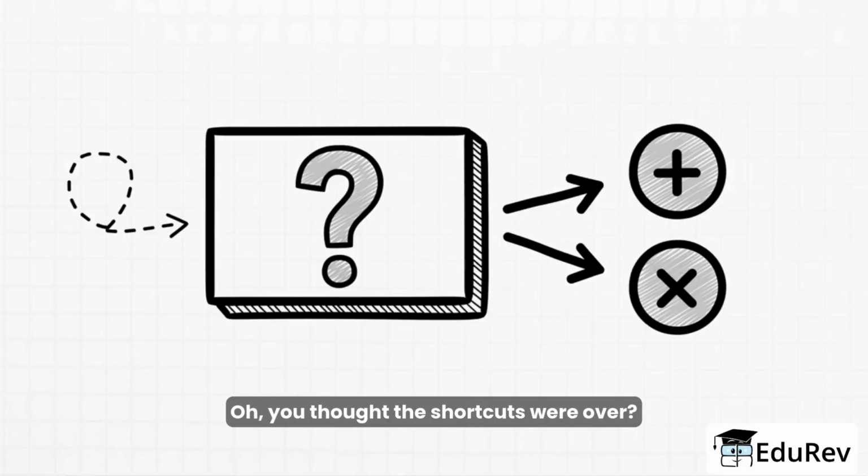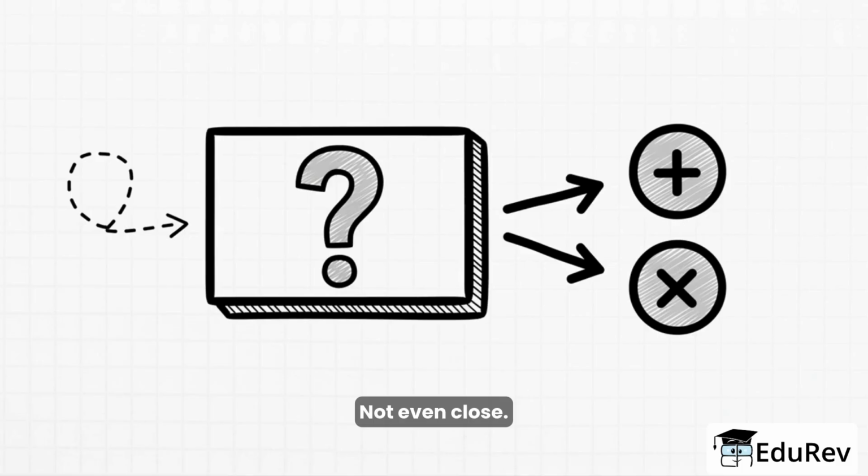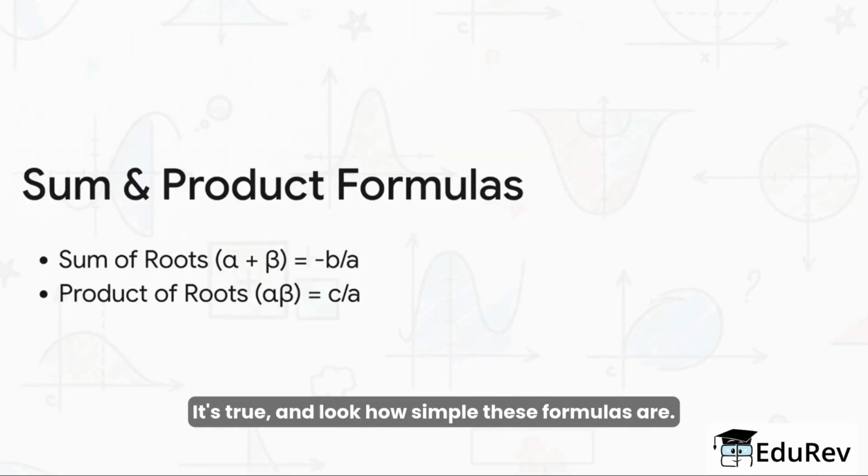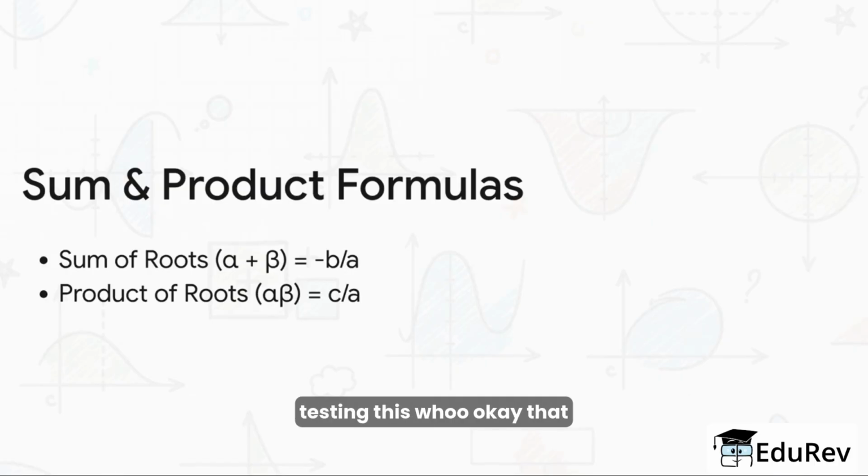Oh, you thought the shortcuts were over? Not even close. What if I told you that you can figure out the sum of the two roots and the product of the two roots without ever knowing what the roots actually are? It's true, and look how simple these formulas are. The sum of the roots is just negative b over a, and the product of the roots, that's just c over a. You're literally just pulling the numbers right out of the equation. The GMAT loves testing this.